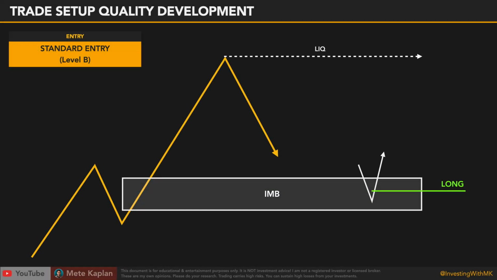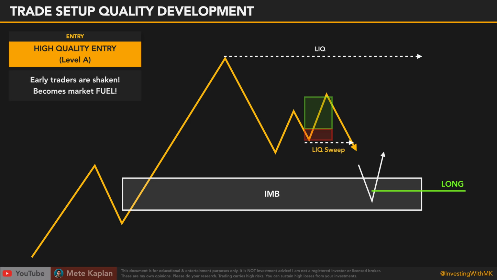Let's talk about entry zones, where you look for entries. This is our basic entry zone. Price pulls back to an imbalance and we start to seek entries. But can we determine a higher quality entry zone? Let's talk about it. First of all, there is something called shaking early participants. This does not happen all the time. But if we can detect it, it will create a higher quality entry zone.